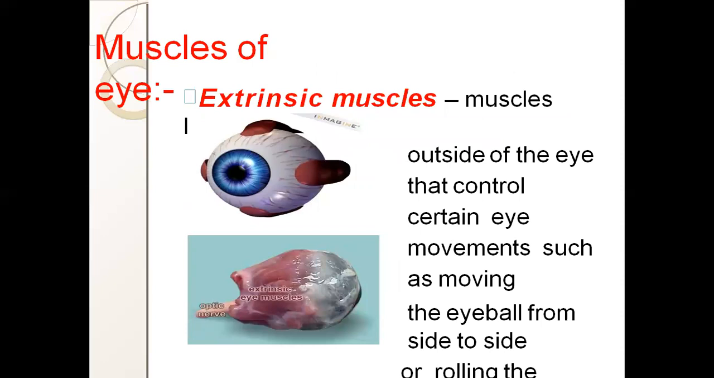Then muscles of the eyes. In muscles there are extrinsic muscles. These are muscles outside of the eye that control certain eye movements, such as moving the eyeball from side to side or rolling the eyeball. These extrinsic muscles give support to our eye, so that the eyeballs are able to move upward, downward, and laterally. If the muscles are not present, or the muscles are weak, the eyeballs will not be able to do the proper movement.